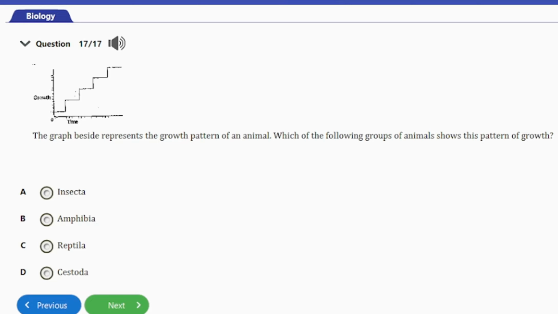The insecta has irregular growth, so the growth pattern of the insecta is usually regular, and that's what we have illustrated here. So the answer to this question is option A, and that's it for this question.